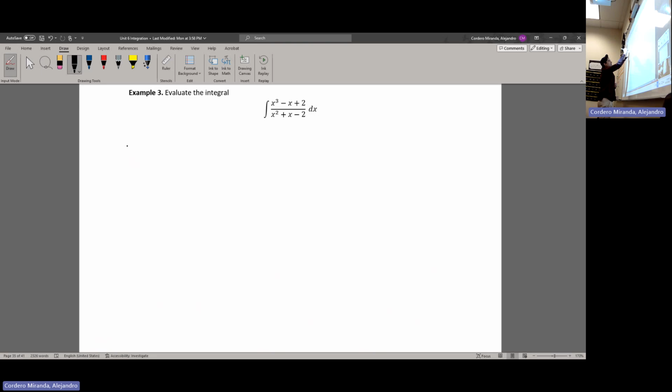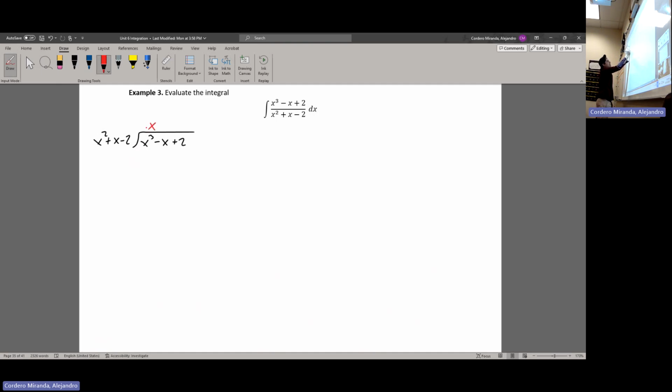I'm trying to divide x cubed minus x plus 2 by x squared plus x minus 2. Bottom, the top. So top divided by the bottom. And then it goes like this. You just look at the leading terms. x squared times what would give me this x cubed? So it would be x, of course.